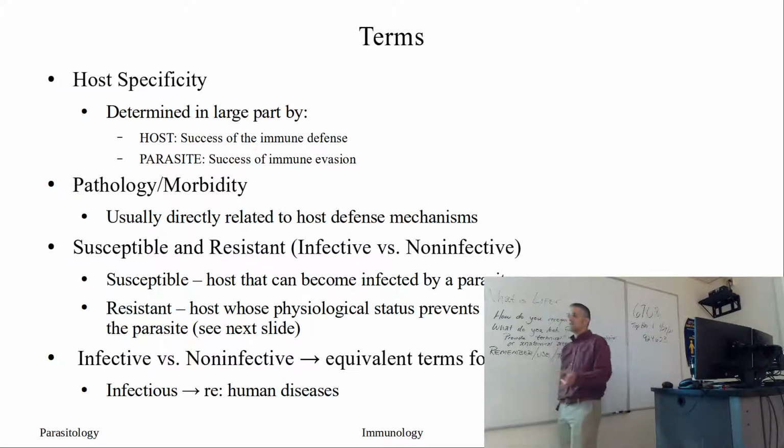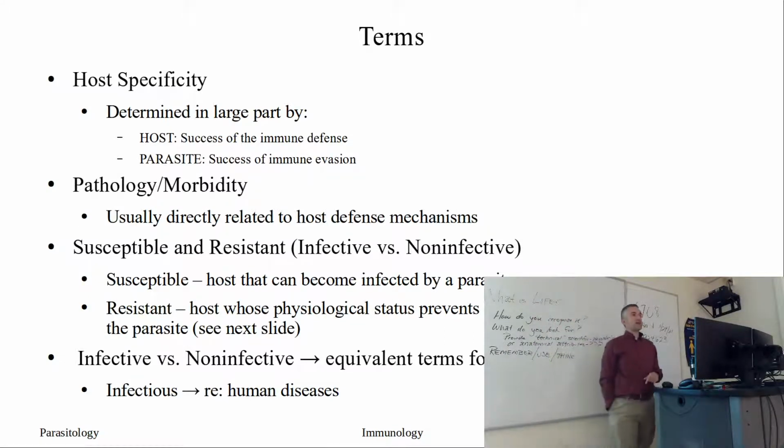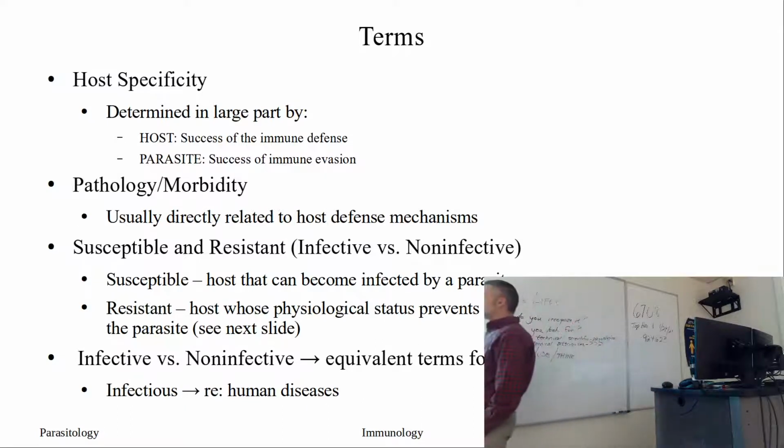The other side is the parasite. How successful is a parasite at evading the host immune system? Now, the other aspect of the parasite is, did the parasite obtain or receive the correct cues, the signals it needs to start maturing, starts developing? All right. So for this presentation, we're talking about immune defense versus immune evasion.